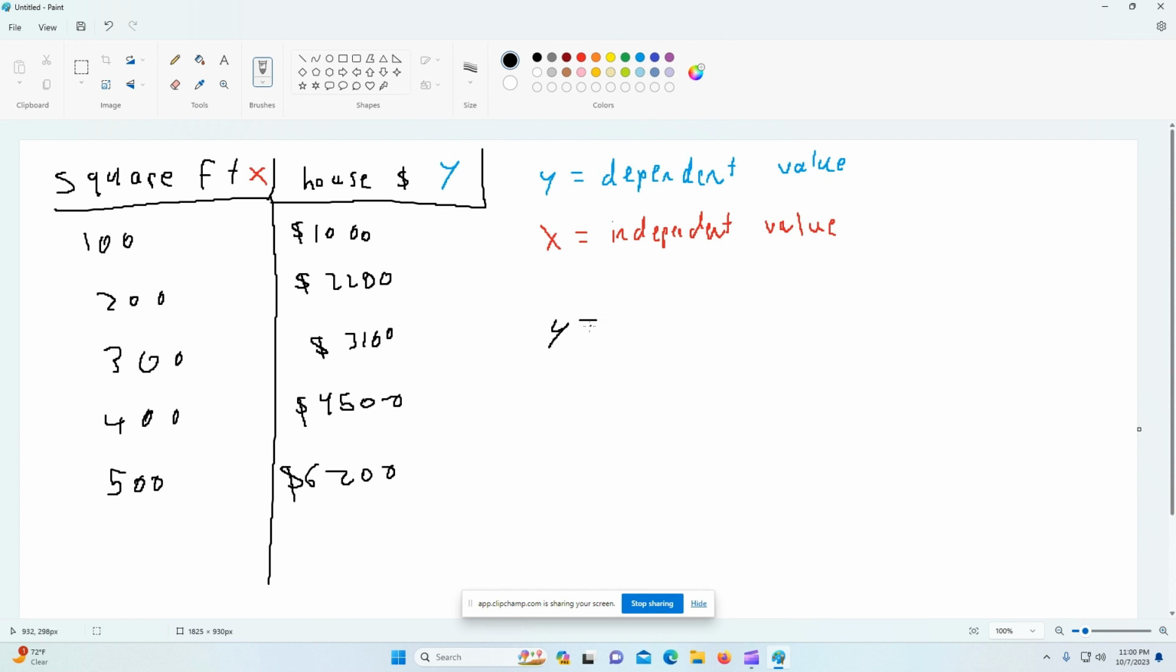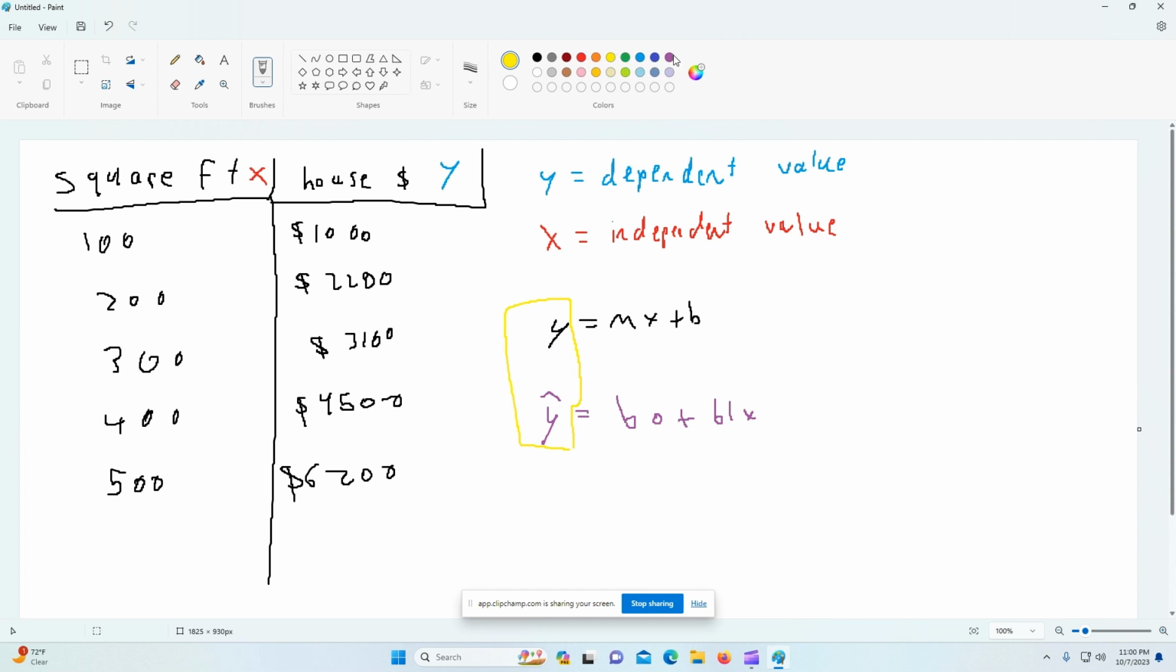Now there is something you should know. y equals mx plus b is not actually written as y equals mx plus b in statistics and machine learning. It's written as y hat is equal to b0 plus b1x, right? Our y hat is going to be our prediction. So prediction is equal to that.